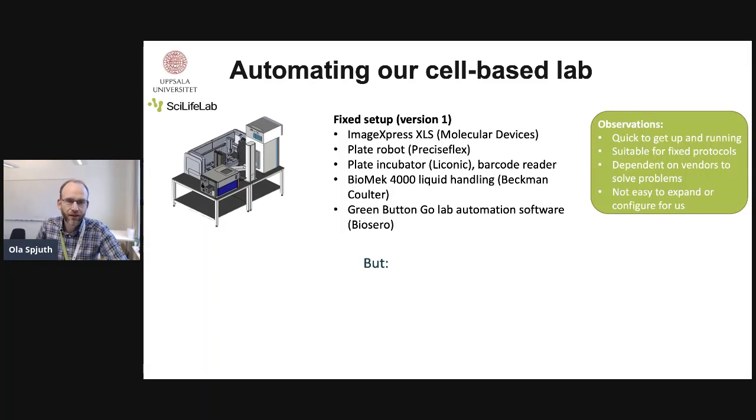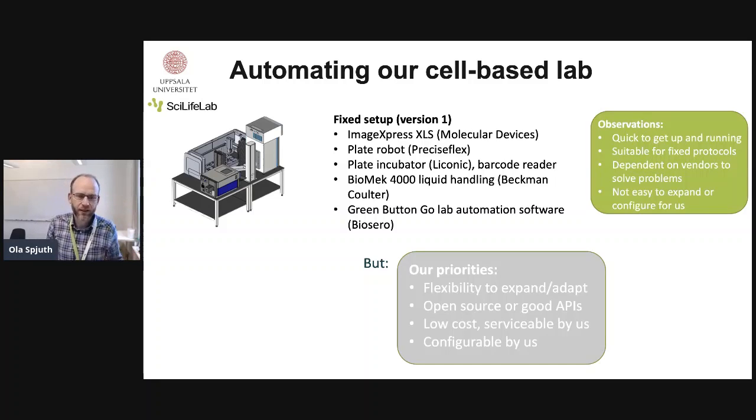I mean, it was installed by the vendor, in this case Molecular Devices, and they put effort into a fixed protocol. But we also became very dependent on the vendors to solve problems, and we couldn't really expand and service this ourselves. And that's really what we wanted. We wanted the flexibility, as academics, to expand and work with it, integrate open source components with APIs, and also we needed to keep the costs down. So this was not really what we needed.